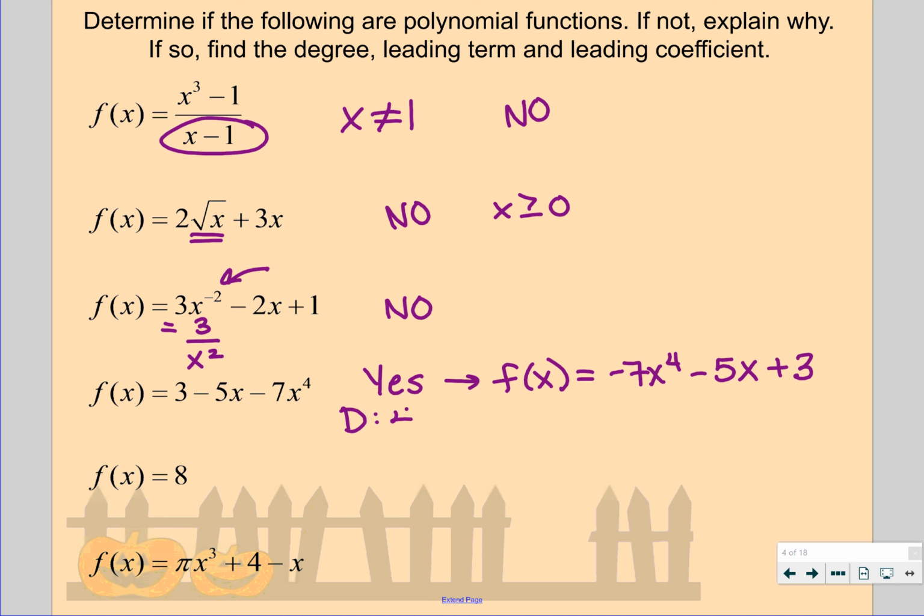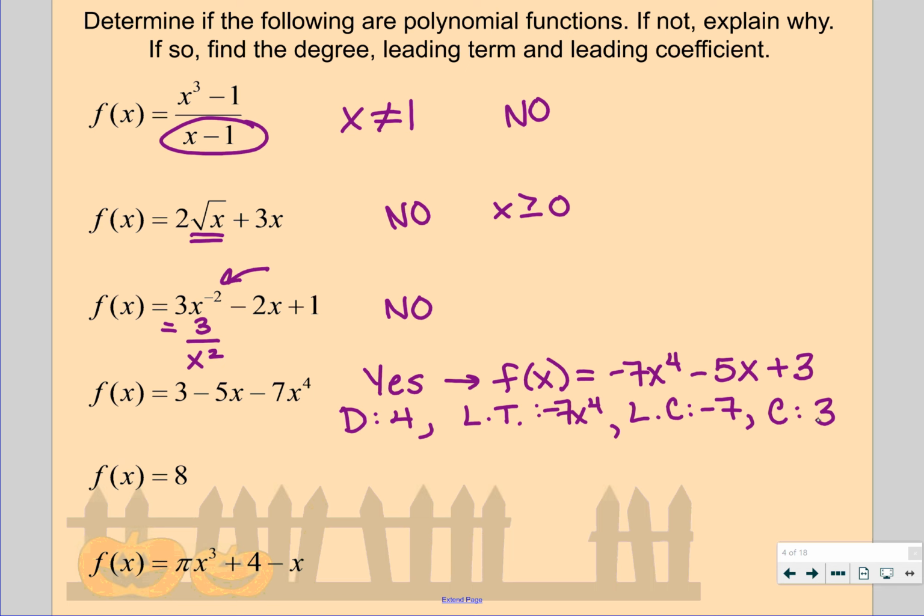Four. Degree is 4. What is the leading term of this polynomial? Negative 7. Close. That's your leading coefficient, negative 7. Not quite. The leading term is the whole thing, negative 7x to the fourth, that whole term. And then the other thing, it doesn't say it up there, but the constant, sometimes you'll have one, sometimes you won't. If you have a constant, it's the number that doesn't have a variable. What's our constant? 3.